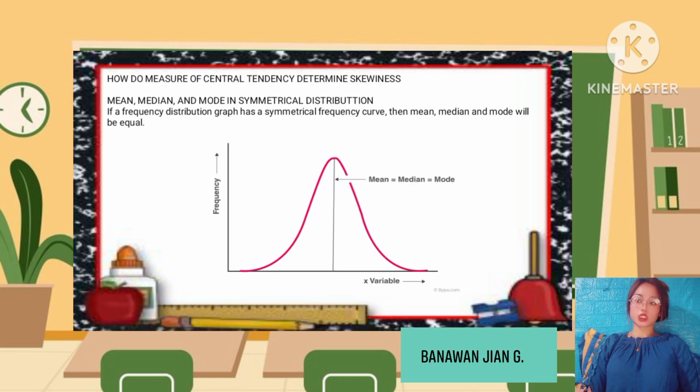How do measures of central tendency determine the skewness? So the mean, median, and mode in a symmetrical distribution: if a frequency distribution graph has a symmetrical frequency curve, then the mean, median, and mode will be equal. So that means the mean, median, and mode have the same value. Okay, so they have the same frequency distribution of values. So that we call the symmetrical distribution.